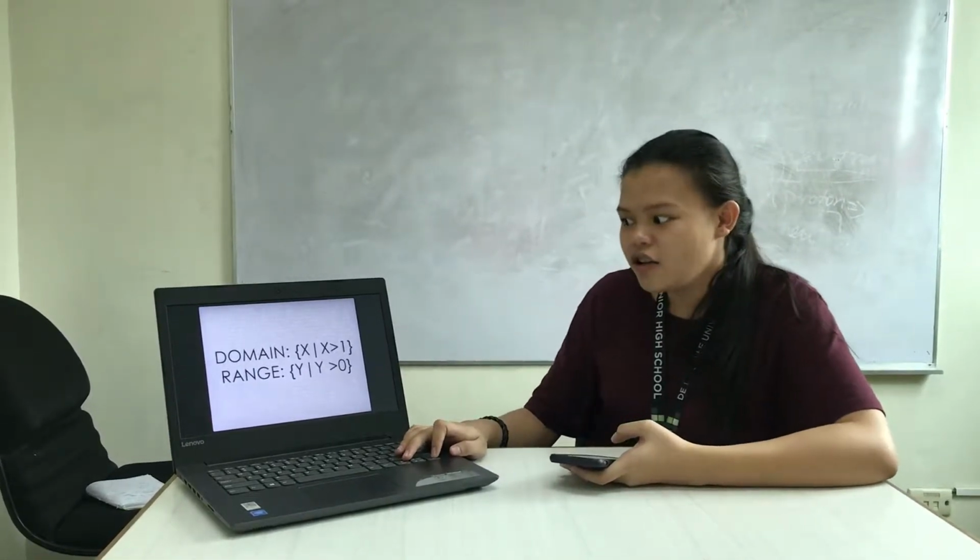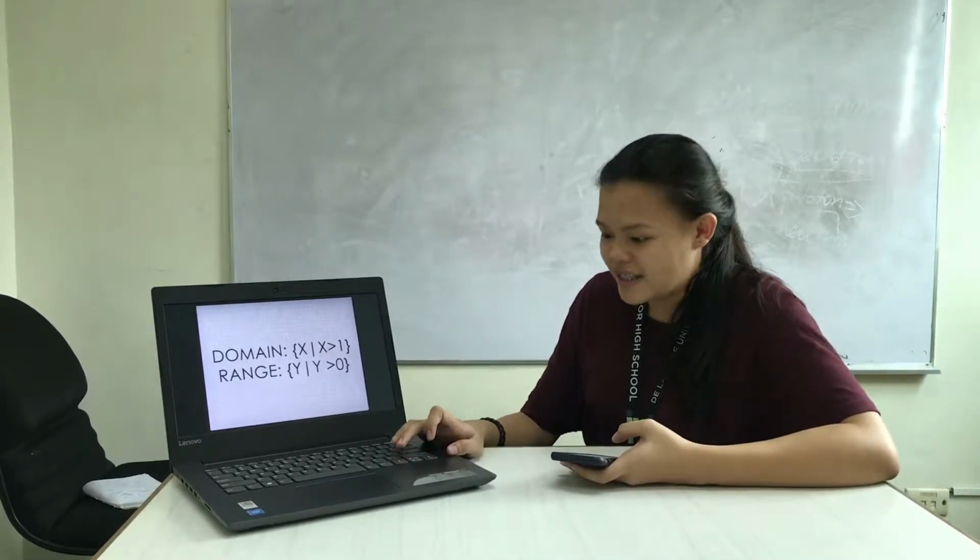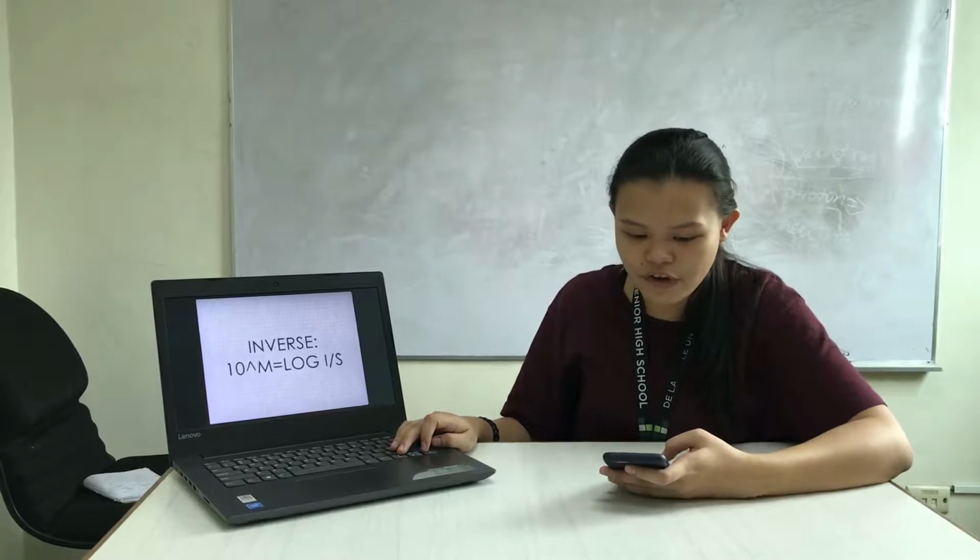The formula is M equals log I over S, wherein M represents the magnitude, I the intensity, and S the standard intensity of an earthquake. The dependent variable is the magnitude, M, and the independent variable is the log I. The domain is x such that x is greater than 1, and the range is y such that y is greater than 0. The inverse of the logarithmic function is 10 raised to M equals I over S.